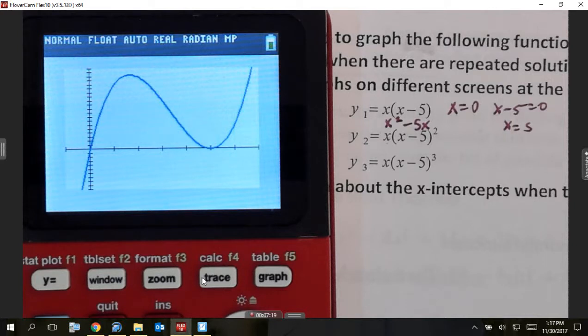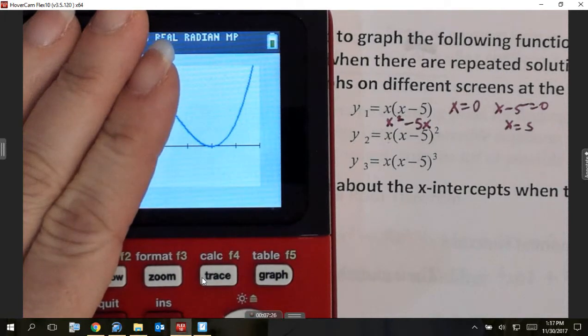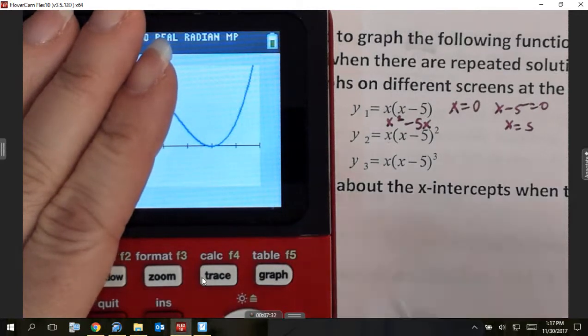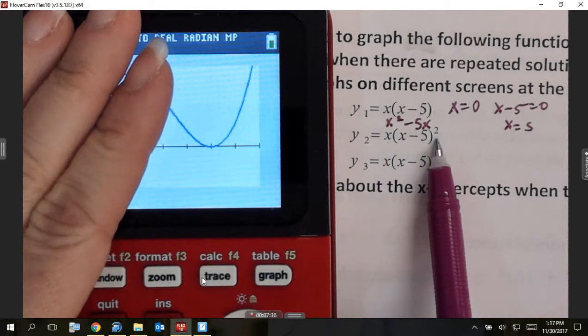It bounces off. If I were to cover up the rest of the graph, what does that kind of look like right at the 5? Looks like a square. It looks like a parabola right at that 5. So the behavior at the x-intercept has to do with what the exponent is for that x-intercept.